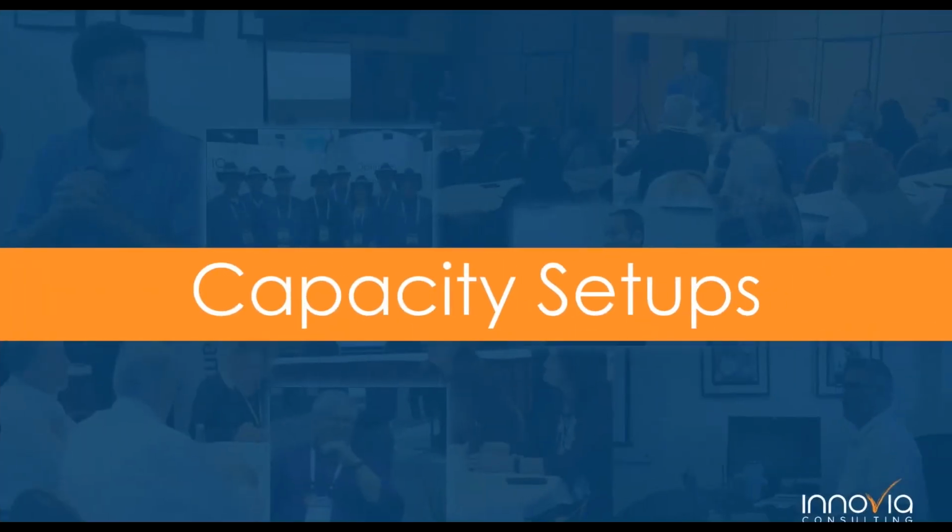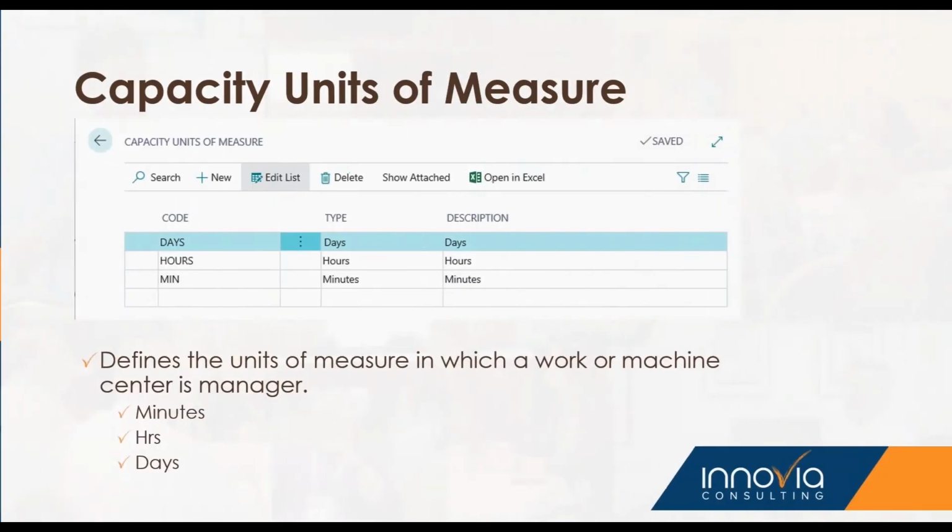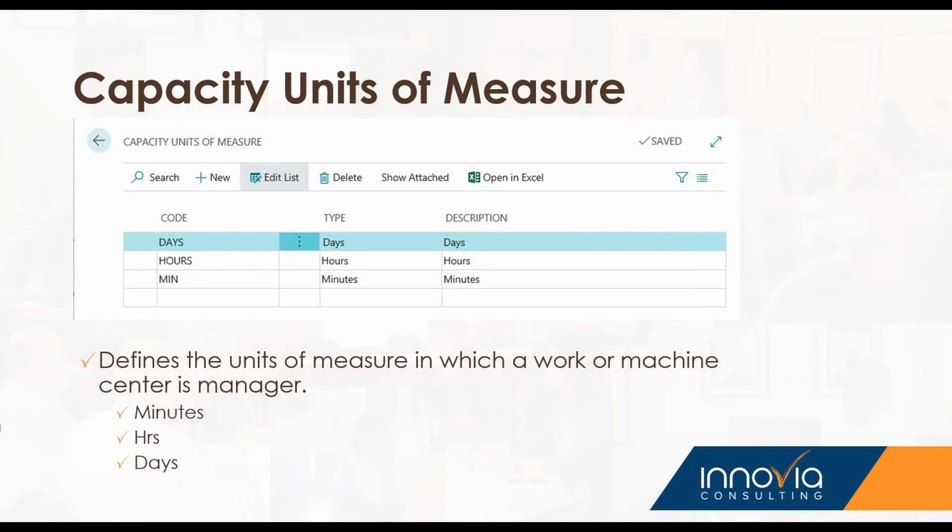So we'll look at those three areas. So first, let's go through capacity setups. All right. So the first table is the capacity units of measure table. So this is where you would go to define your units of measure for your work centers or machine centers. So that would normally be minutes, hours, and days. And as we go through how to set up work centers, machine centers, and routings, John will have some tips on what he thinks you should use for units of measure on those areas.